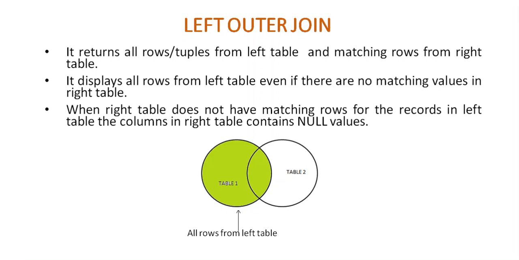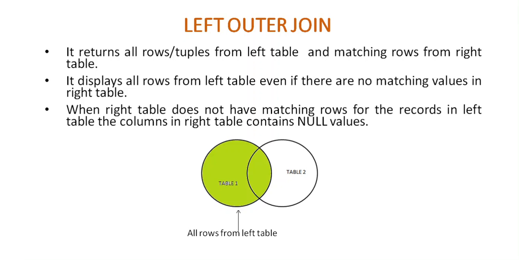If you look at this diagram, we have two tables. As per the definition, left join returns all data from the left table. Table 1 is the left table, table 2 is the right table. Whatever table name you write at the left side of the join keyword is the left table, and the table name you write at the right side of the join keyword is the right table. So in left outer join, it will display all data from table 1, and only matching data from table 2.